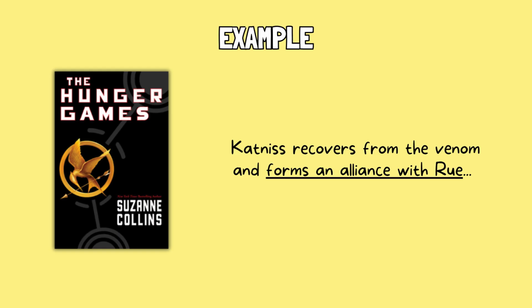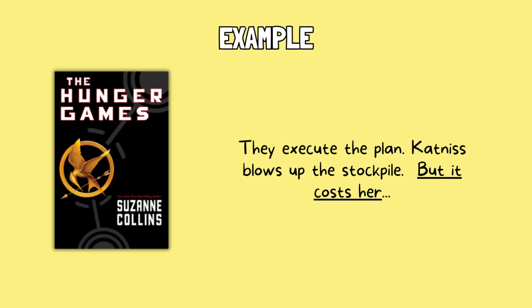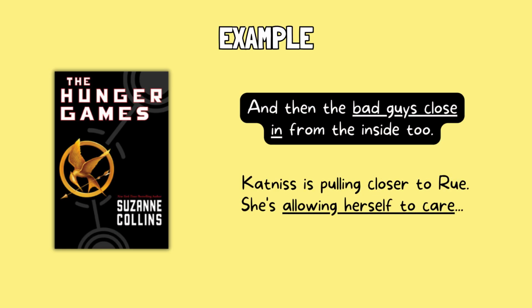Together, they plan to destroy the Career Alliance's food supply, forcing them to fend for themselves. They execute the plan. Katniss blows up the stockpile, but it costs her. The explosion damages her hearing. She's staggering and vulnerable, and then the bad guys close in from the inside too. Katniss is pulling closer to Rue. She's allowing herself to care, which, in The Hunger Games, is exactly the kind of weakness that gets you killed.